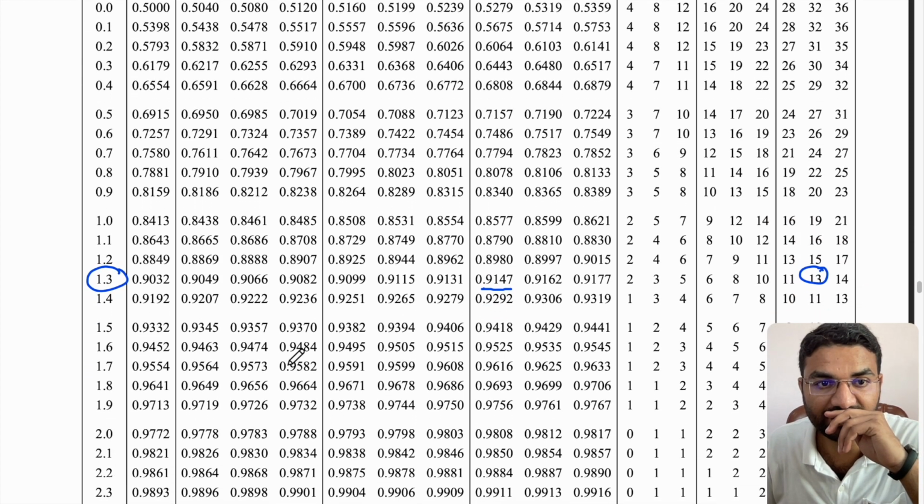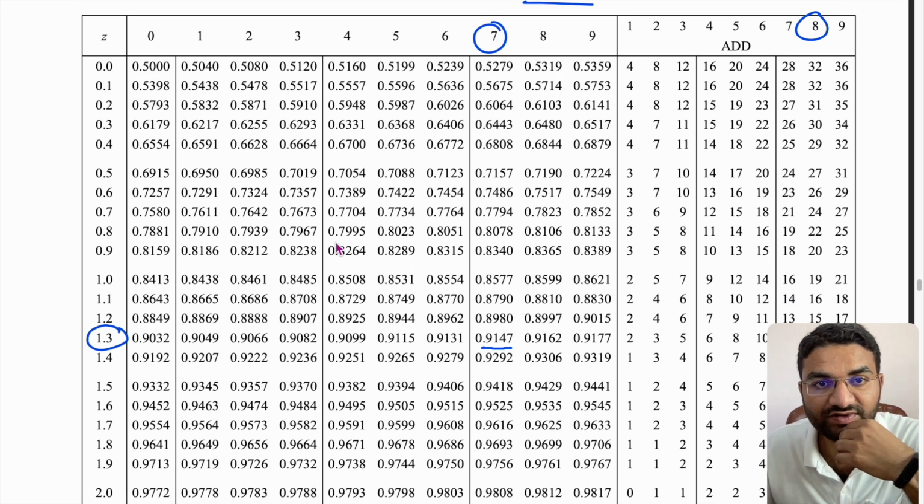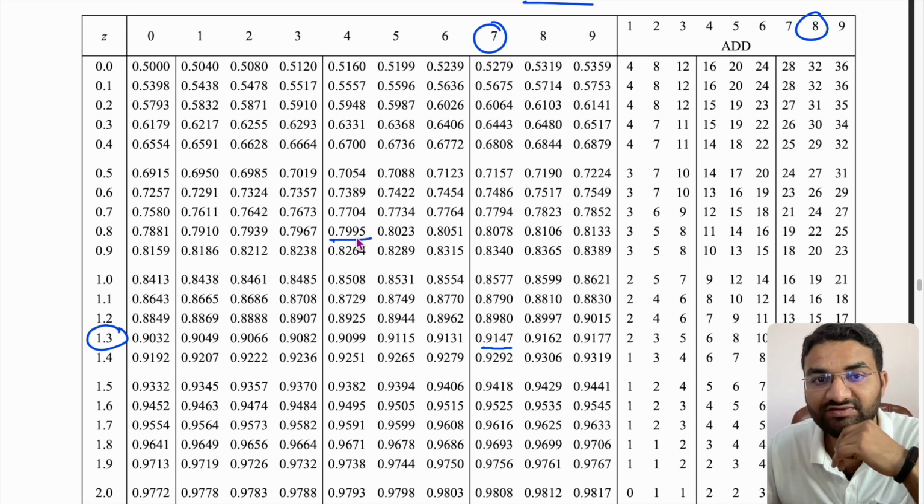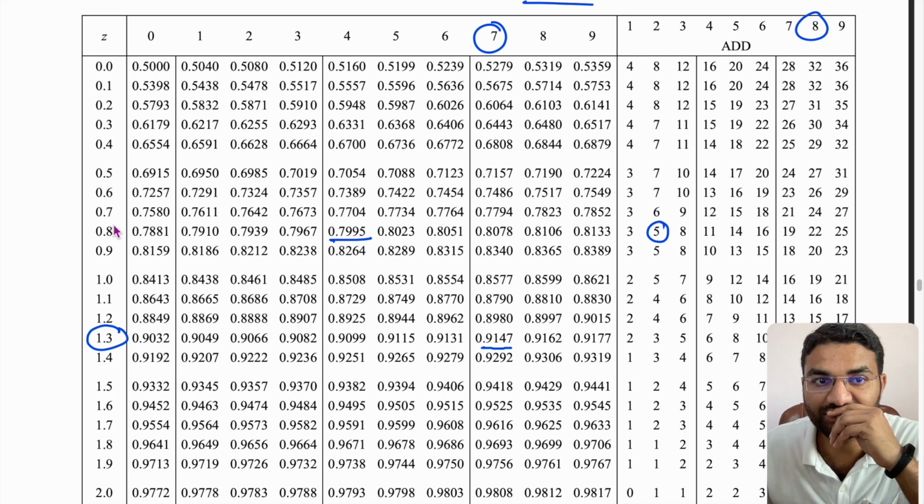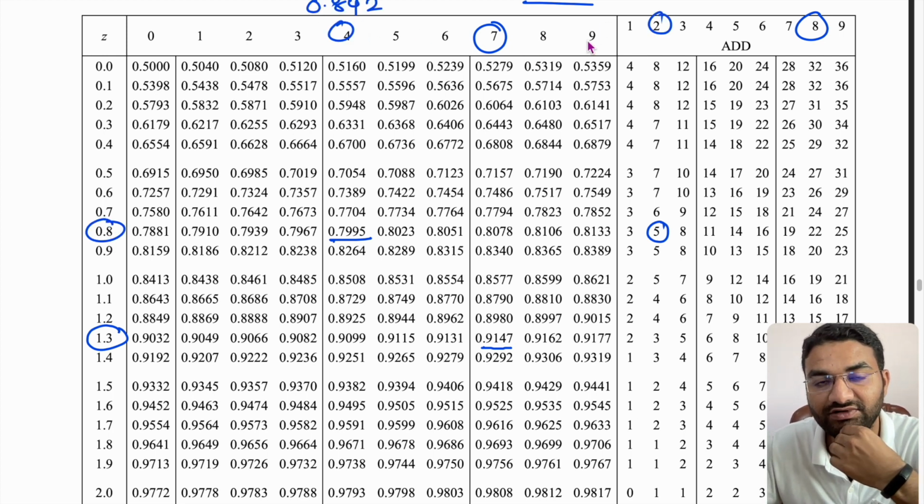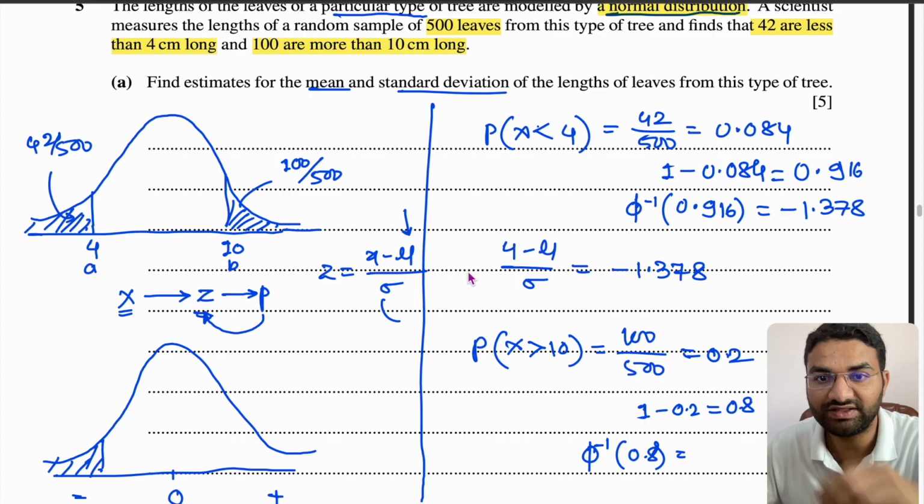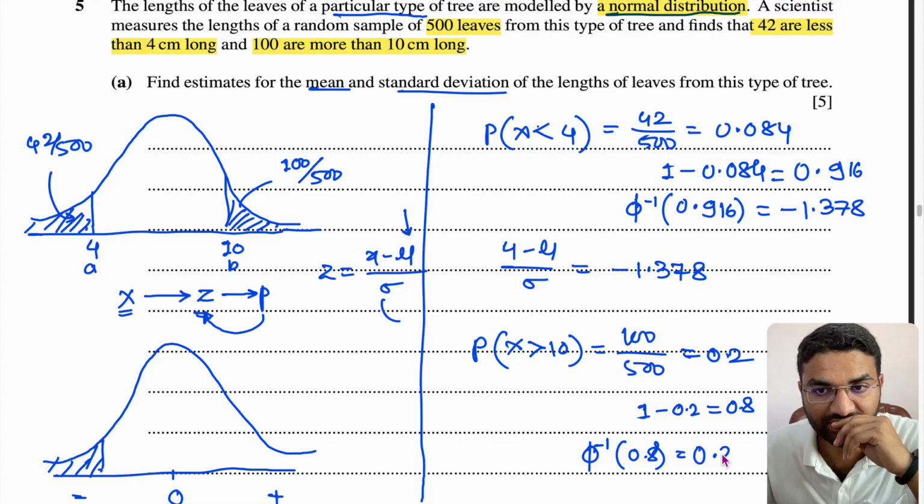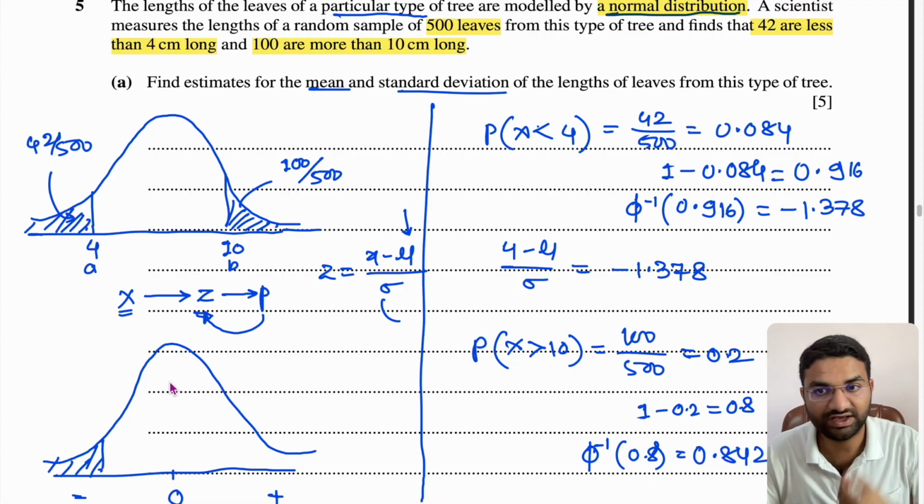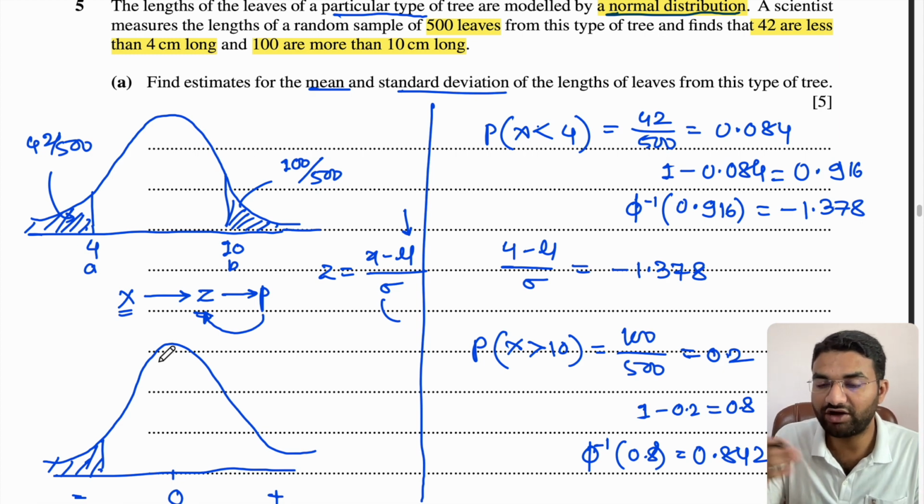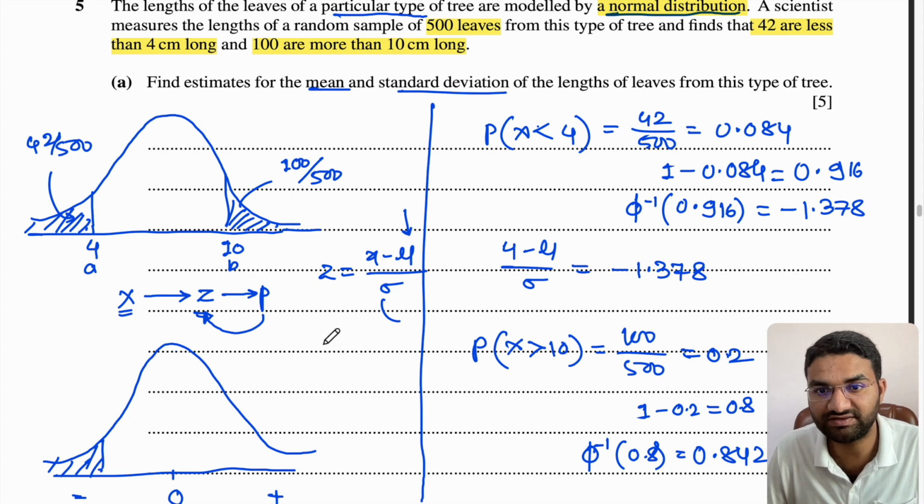So 0.8 here, you can check here, first of all 0.7995, plus you have to add this 5, right? So it's 0.842, okay, 0.842. That's the answer. That is how you have to find 0.842. Getting it? So this is how you have to use the normal distribution chart. I hope you got this part.